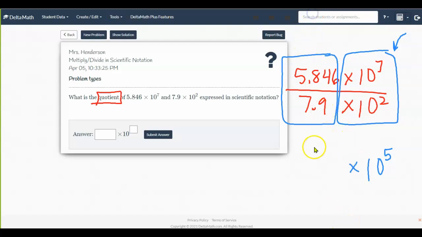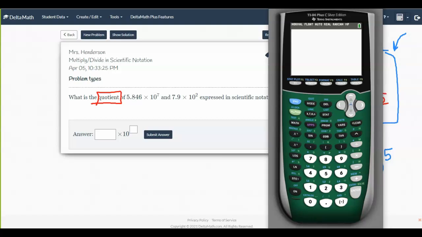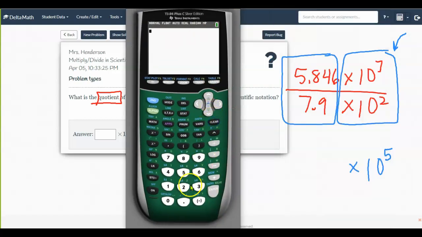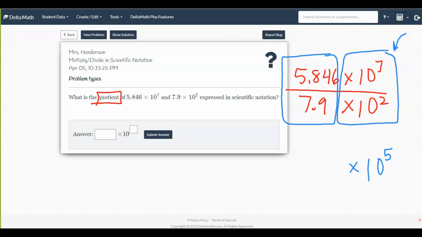Now the 5.846 divided by 7.9, you need a calculator. Turn your calculator on. Type the numerator, 5.846, divide it by 7.9, and whatever that answer is, that will be your new coefficient. So 0.74.